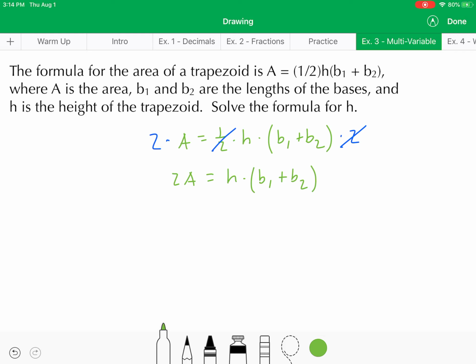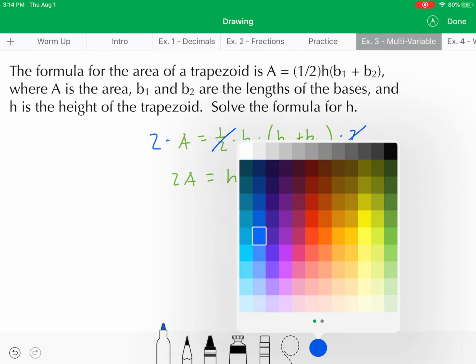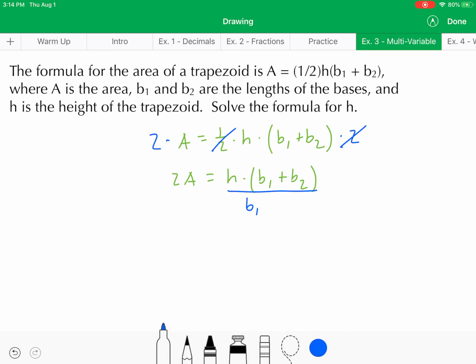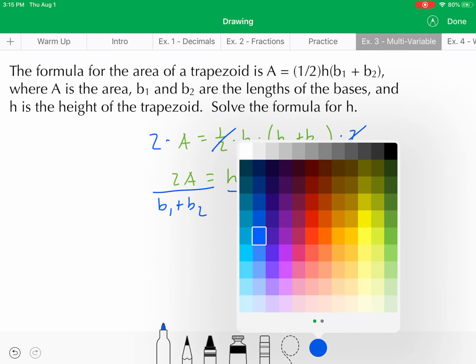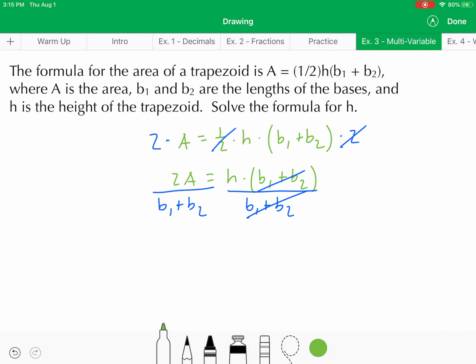And notice that the sum of the two bases is multiplying H. So I could divide it out on both sides as one whole piece. I don't have to account for base 1 and base 2 separately. Those will reduce away. And now I can say that for any trapezoid, the height is equal to twice its area divided by the sum of the two base lengths. Okay.